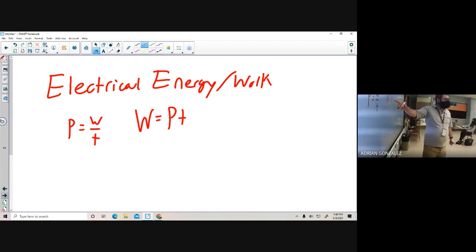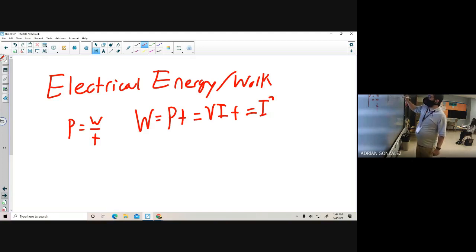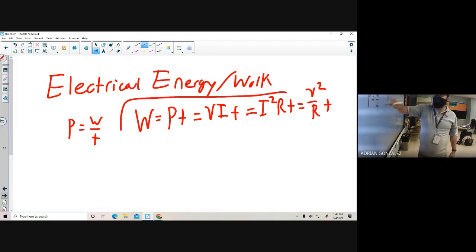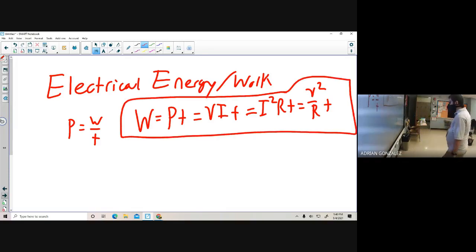VI. Yeah, so I can substitute in V times I, but what do I have to include? Don't know what's going on with the board. It's being a pain in the backside. So I could use V times I times T, and that would give me work, electrical energy. Yes? Or, what else? I squared R times R. That would work too. Or, V squared divided by R, once again, times T. You could use any particular one of these to solve for electrical energy.